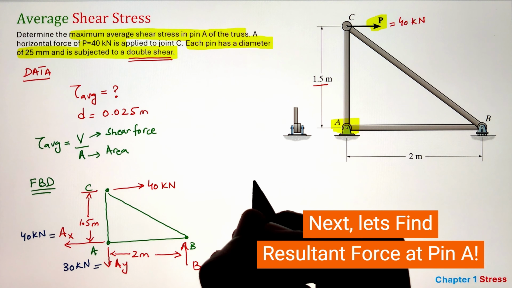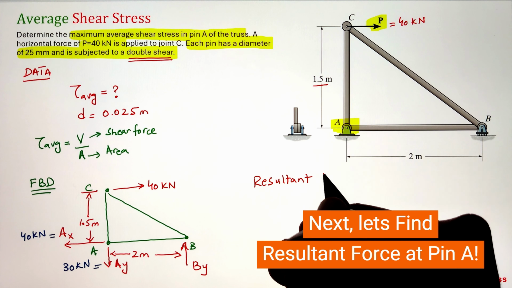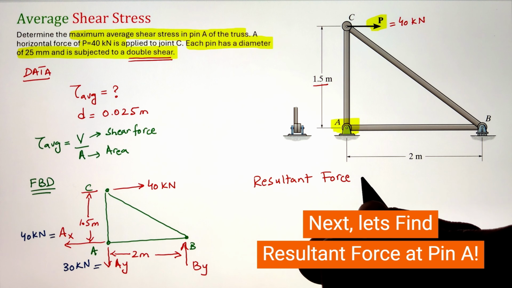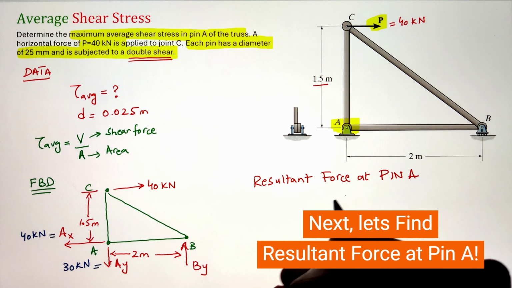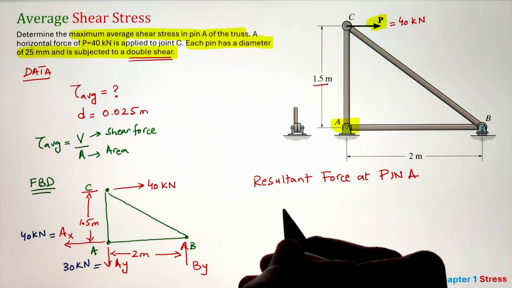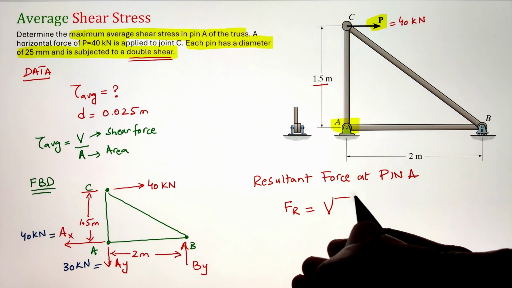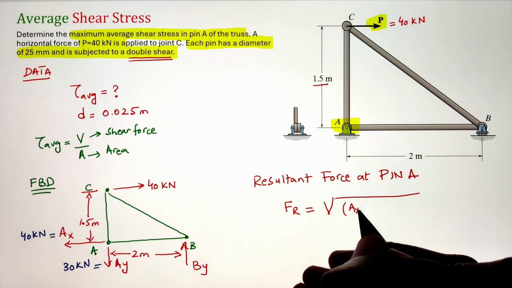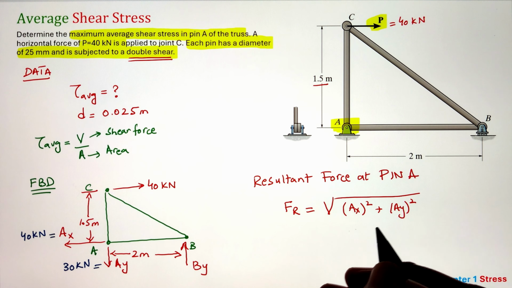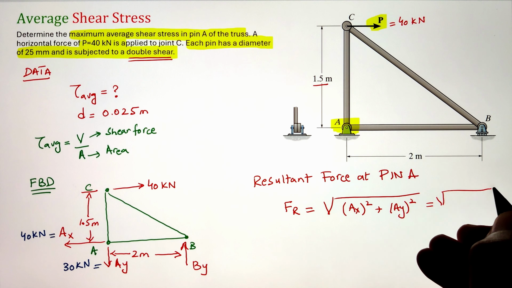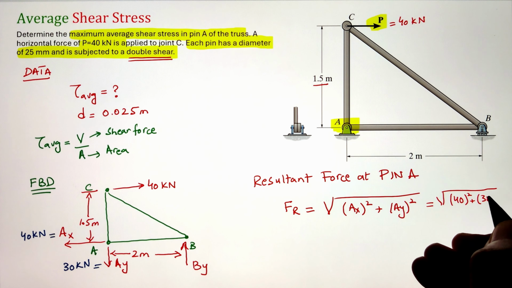Now, in order to figure out the shear force acting at pin A, we have to first calculate the resultant force at point A. To do that, we can apply our resultant formula for the magnitude of the force, since we are given a component of force along the x direction and a component along the y direction. So the resultant force can be calculated by taking the square root of x component squared plus y component squared of the forces acting at pin A. Simplifying, we get our resultant force equals 50 kilonewtons.